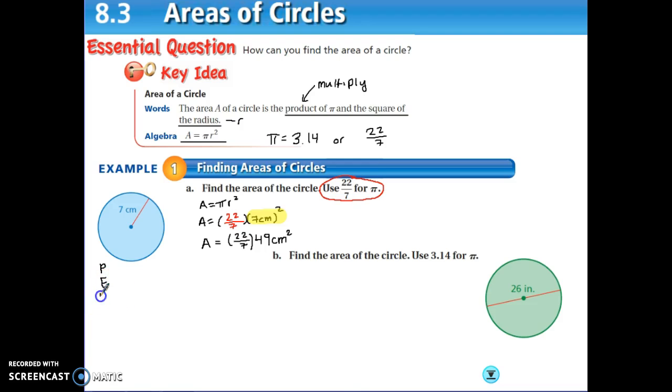After exponents comes multiplication and division. So now I need to multiply if there is any multiplication. And there is, between the fraction 22 over 7 and my 49 centimeters. So I'll go ahead and reduce my 7 and my 49 to 1 and 7. And now I have area equals 22 times 7 centimeters squared. Multiplying, area is going to equal 154 square centimeters.